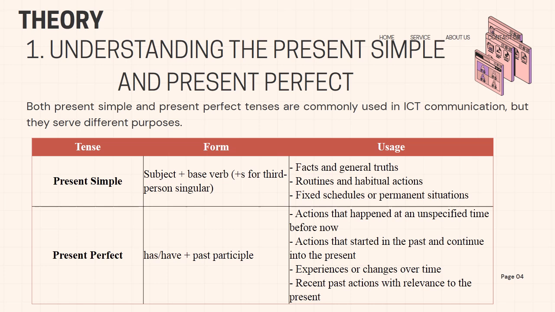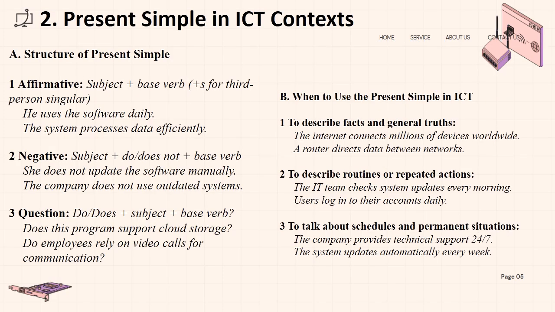What do we mean by the past participle of the verb? For regular verbs, it is the verb plus ed, and for irregular verbs, you can find it in the third column of the English irregular verbs. Now let's see the structure of the present simple. It has three types of sentences. We can find an affirmative sentence, a negative sentence, or a question.